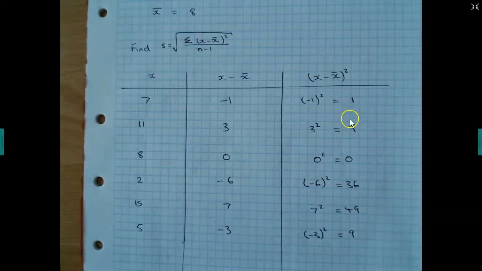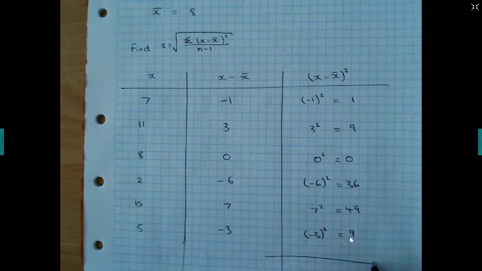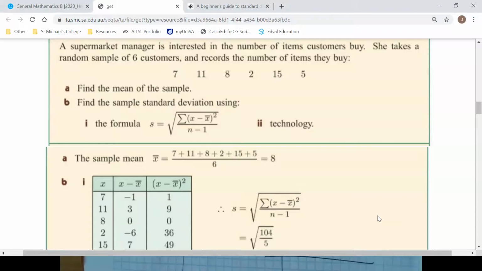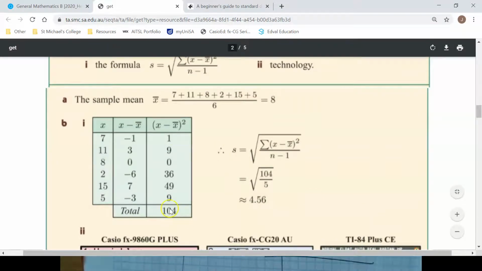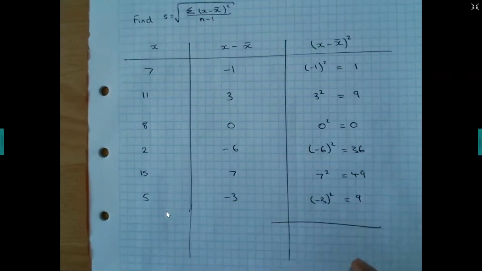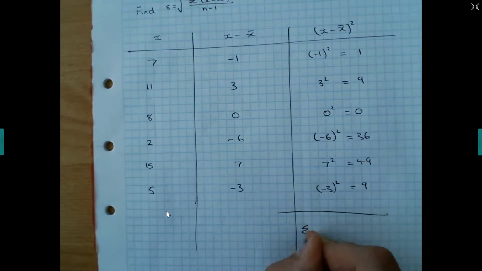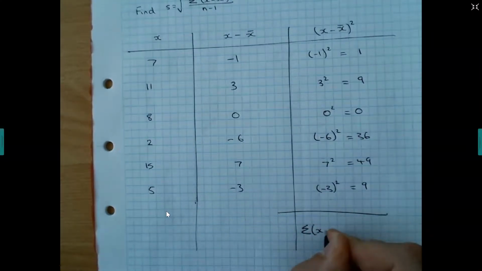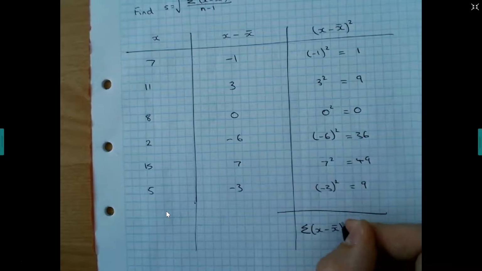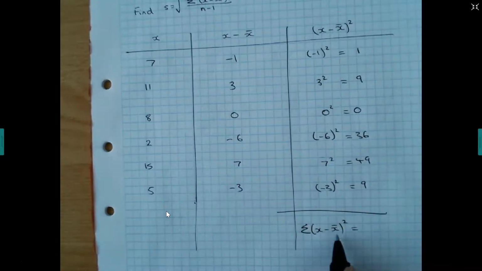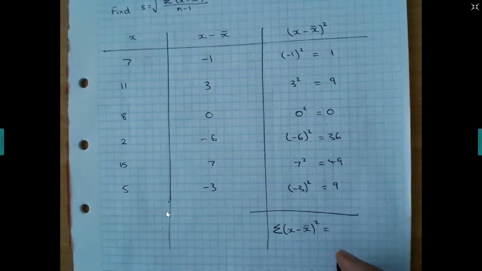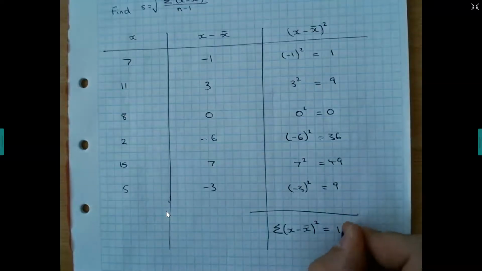So it means that we have to add all of these up. So 1 plus 9 plus 36 plus 49 plus 9, etc. It comes out as 104. So the sum of all of those values was equal to 104.